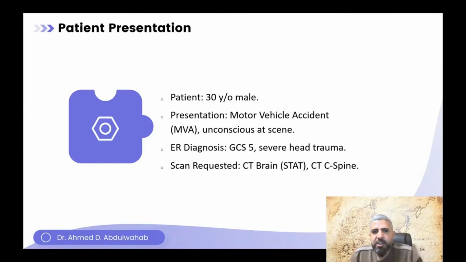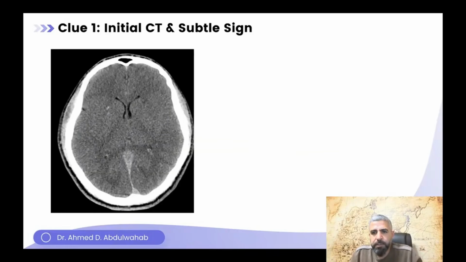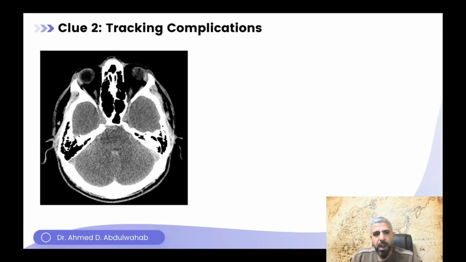This is a case of a 30-year-old male with a motor vehicle accident, unconscious at the scene, severe trauma. So we must check for urgent findings. A CT scan was ordered stat, and CT spine. This is the non-contrast CT. What do you think? Let's look at other slides for the complications. What do we see here? As detectives, we are looking for consequences.